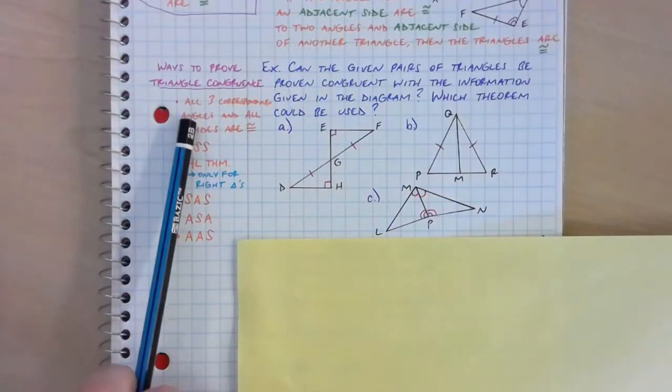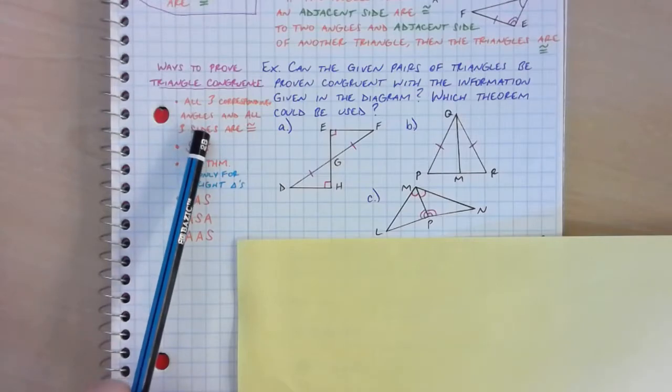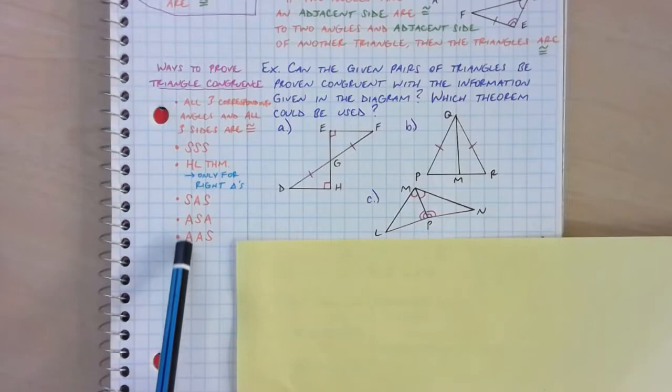The first way listed right here is the long way to do it. Okay, if all 3 corresponding angles and all 3 corresponding sides are congruent, then the 2 triangles will be congruent to each other. Okay, that's basically all the information. And if I have to go through the process of measuring every side and measuring every angle, that's a lot of work. But that's one of the ways that I can show triangle congruence. It definitely works. And then these ways are the shortcut ways.